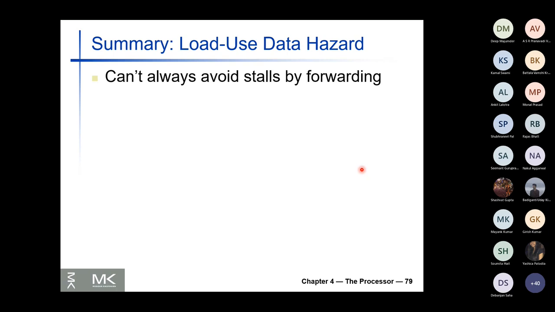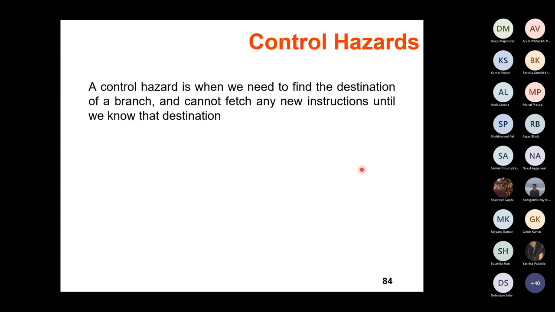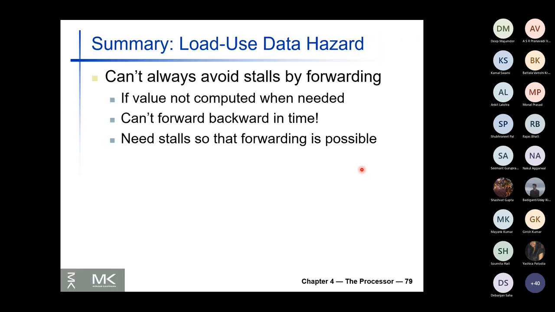It is not possible to avoid stall by forwarding, not always. If the load destination is immediately used, and if there is no way we can reshuffle it, then the stall is inevitable, because the value is not computed yet when it is needed. It is backward in time. But once you insert a stall, then forwarding hardware would take care of the rest of the cases. That's all about our data hazard.